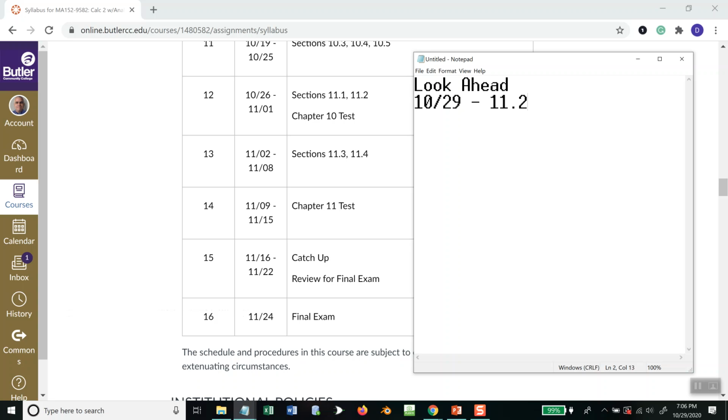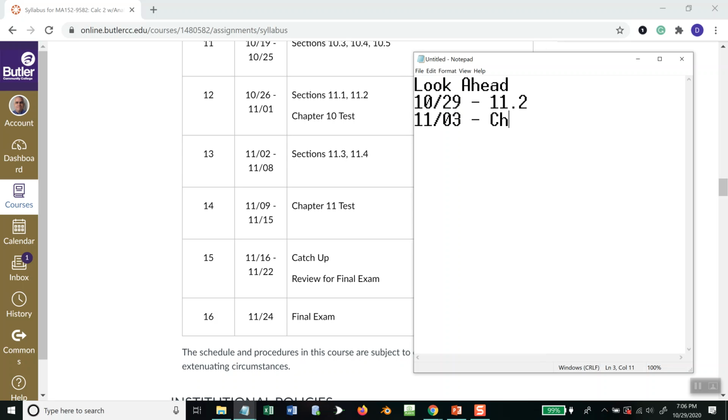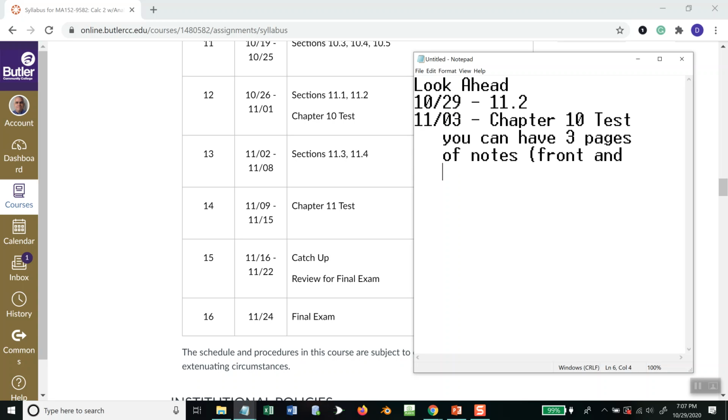Okay, so today's 11.2. Is it 11/03? Yeah. 11/03 would be the chapter 10 test. You can have 3 pages of notes, front and back. Whatever you want. 11/05. Let's see, if we do 11.3 that day, boy, that's still a short class. 11/10, 11.4, and then 11/12, chapter 11 test.